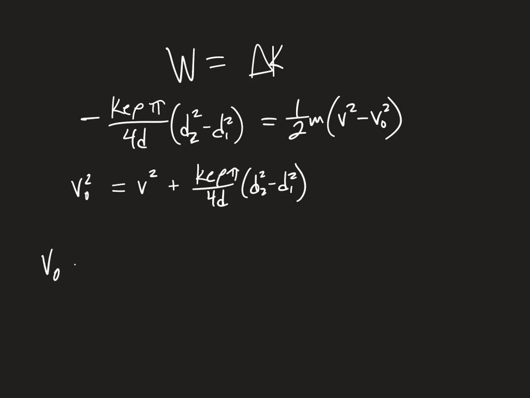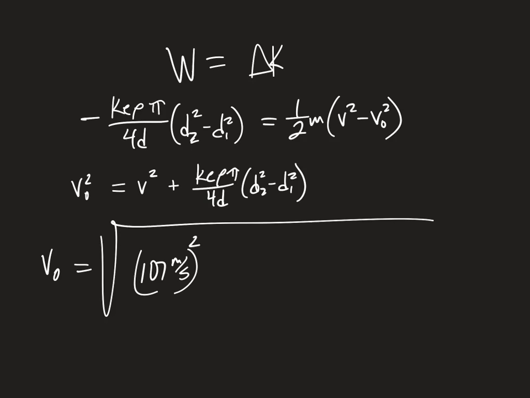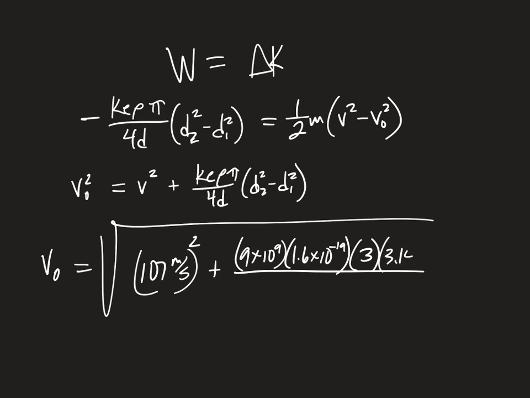So V naught, we go back to the problem statement. So it's on another screen because it was a long problem statement. So we're going to have 107 meters per second squared. The K constant, that hasn't changed in a while. Don't expect it to. We hope it doesn't, because that gives us faith in physics. The charge density was 3. I'm skipping out on some units now just because space. Pi, I'm just going to put that in there for now. Close enough.